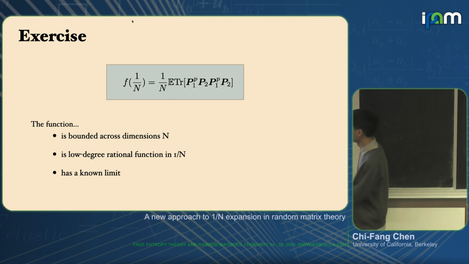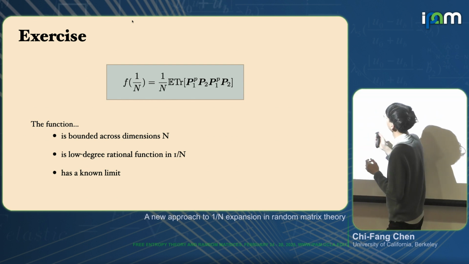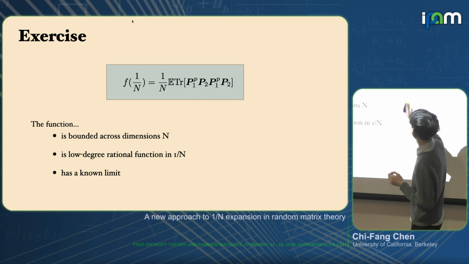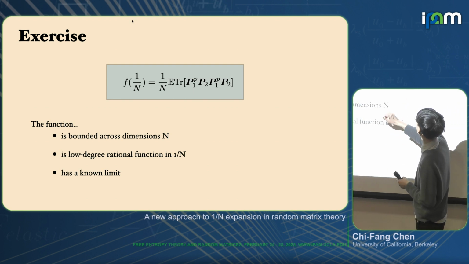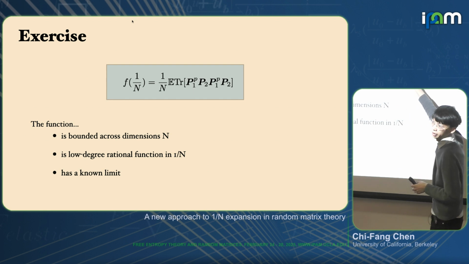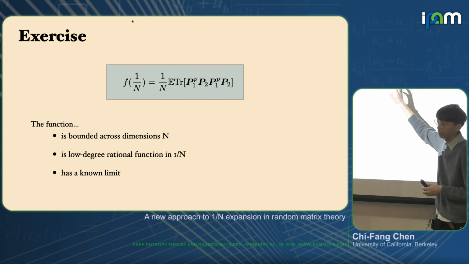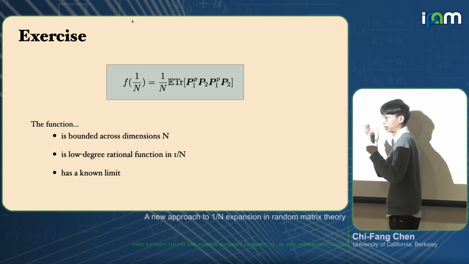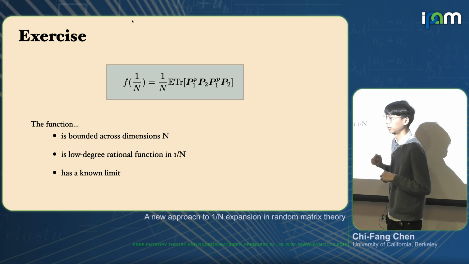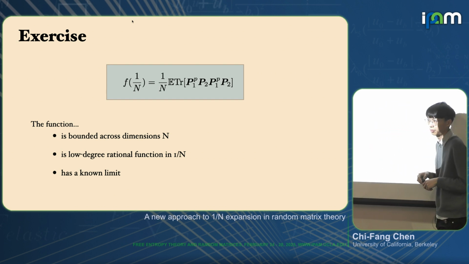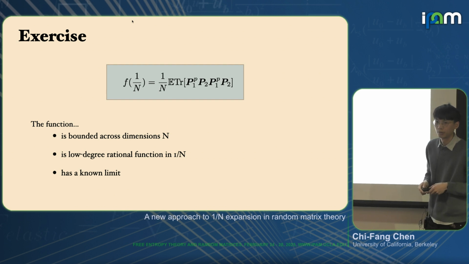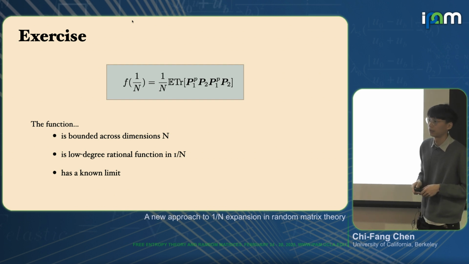Another example: suppose you want to calculate these moments for permutations. Again, this is bounded, low-degree rational. I guess there's some version of Weingarten for permutations. This seems a bit more complicated, but you can still do it. And the poles are all at the good places. And this was also known. Make sense?